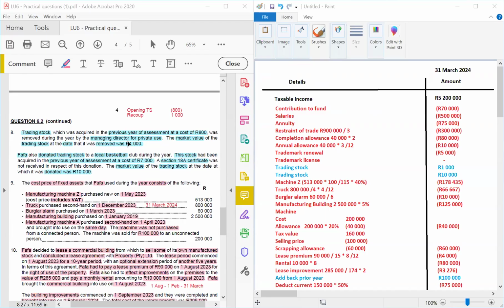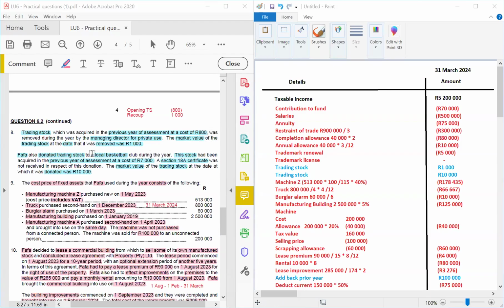Okay. Yes. Now, remember when you acquire trading stock, you are going to make a deduction, right? So now, when you start using trading stock for private use, we are no longer allowing that deduction. That's why we need to recoup it at the market value. So SARS wants to avoid you making a deduction for personal use. That's why when we acquired this, it was deducted at 800. But now, when it was used by the managing director, we recouped it at 1,000. This was the recoupment of 1,000.